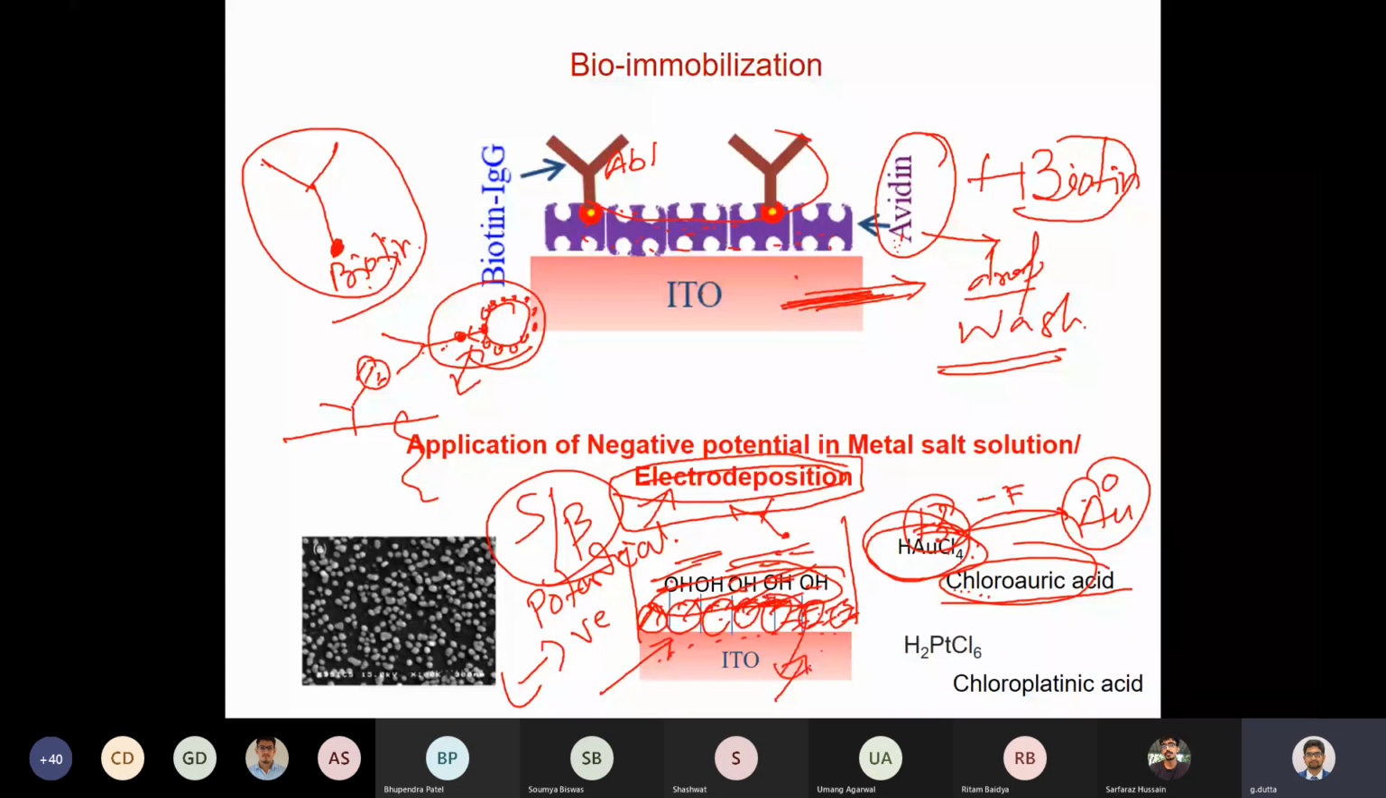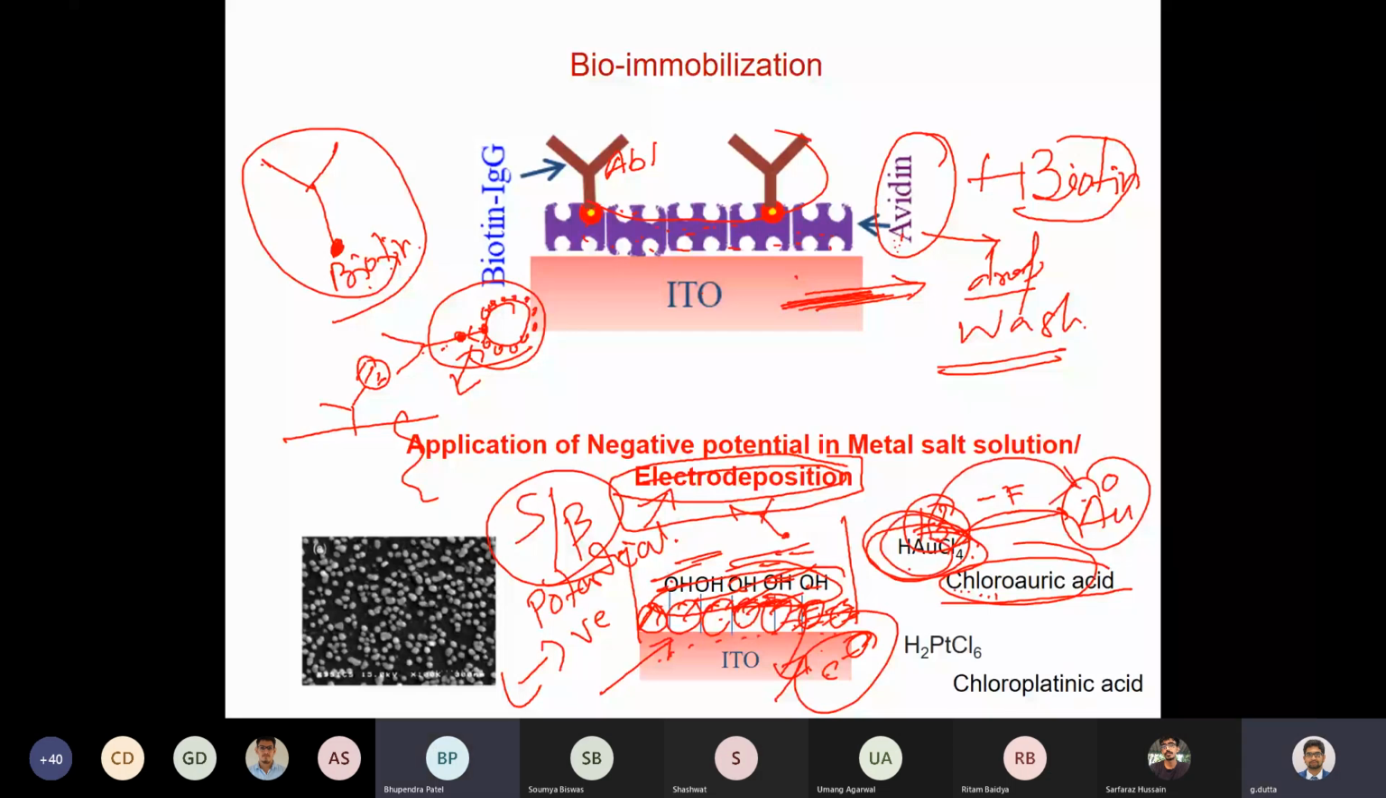So how can we immobilize gold nanoparticles? As I said, we can drop chloroauric acid on the surface. Then we can apply some negative potential, and from this salt it will convert to gold nanoparticles. Okay.